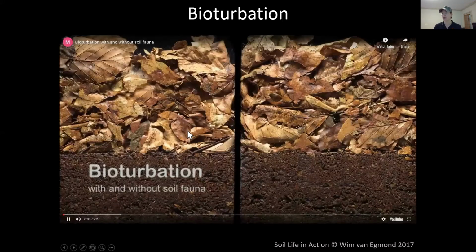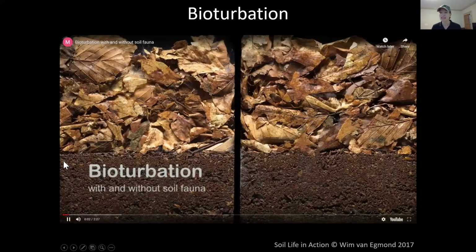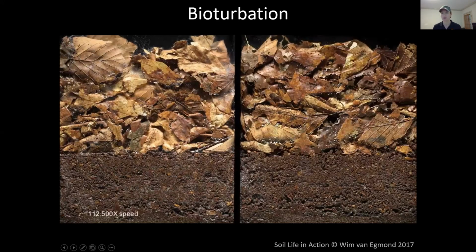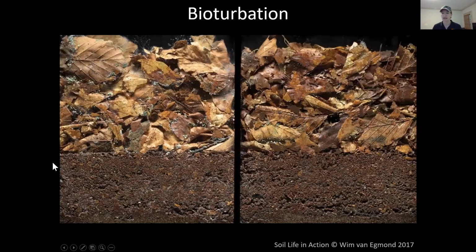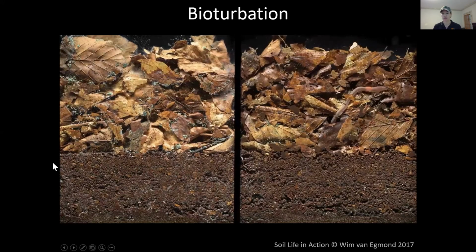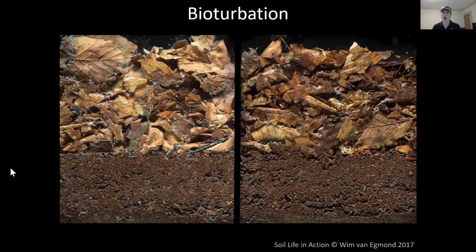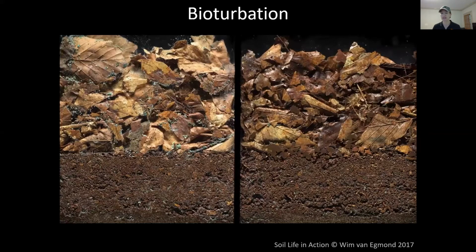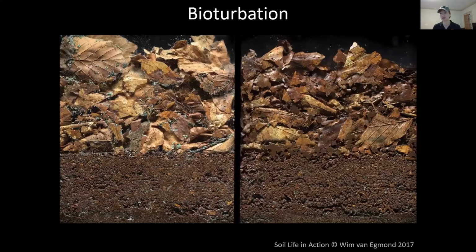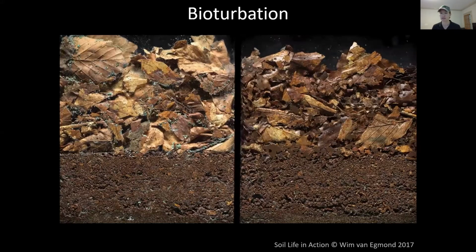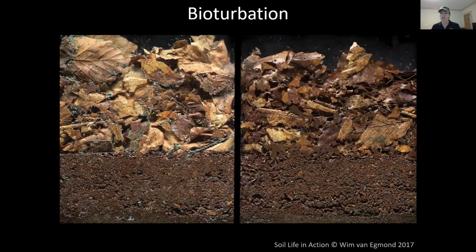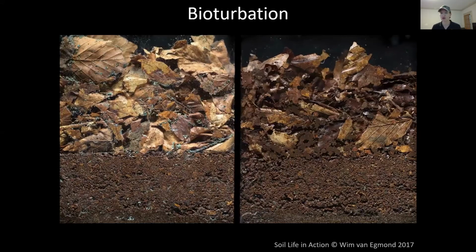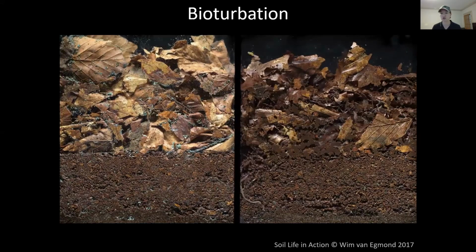This is something called bioturbation. In this time-lapse video, you can see a layer of soil with some leaf litter on top. The panel on the right side has a full community of soil organisms that includes earthworms, potworms, springtails, mites, and isopods. And the one on the left has these larger soil fauna excluded. You will still see some fungal growth on the left side. Over the 15 weeks that this video was shot, you can see just how important the fauna are in terms of shredding and mixing the organic matter into soil.